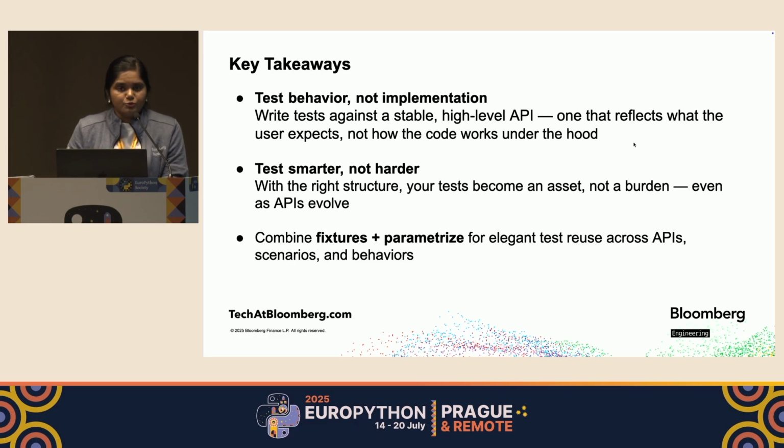So here's what I hope you take away today. Write tests that describe what the user expects and not how the code works under the hood. Write with the correct structure, such as fixtures, parameters, and abstractions, so that your tests become an asset and not a maintenance burden. They evolve with your code base instead of you fighting against them. And at the end, combine fixtures plus parameters to scale your test suites elegantly.